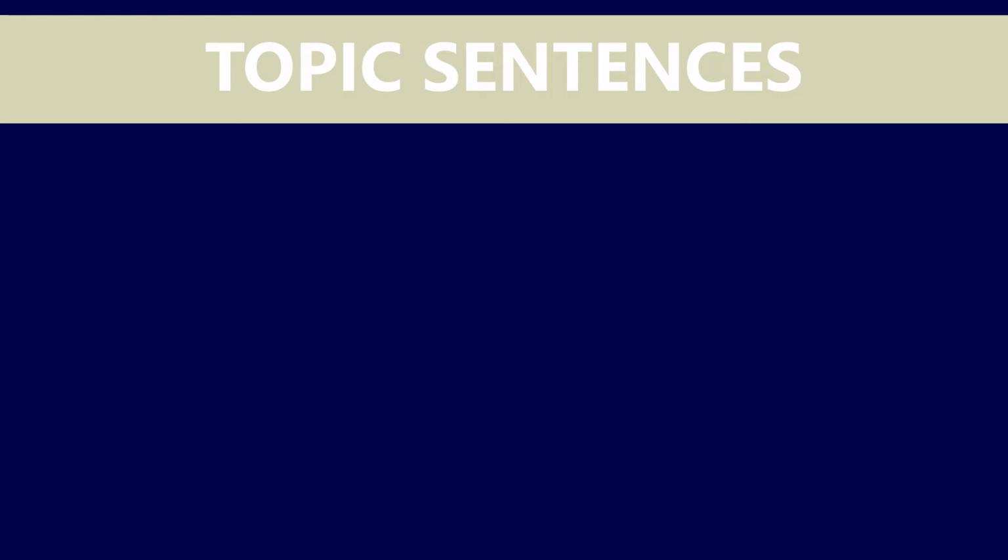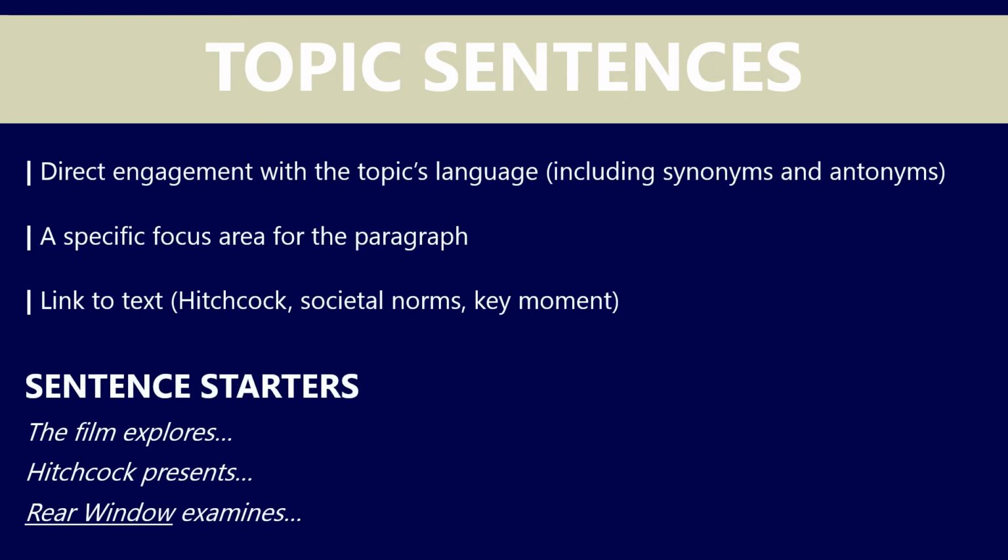Let's look at topic sentences. You want to make sure your topic sentence does two or three things. The first one is it needs to engage with the topic and the words and vocabulary in the topic. Feel free to use synonyms or even antonyms, if it happens to work. But you want to make sure that there's some link in your topic sentence to the actual essay topic.